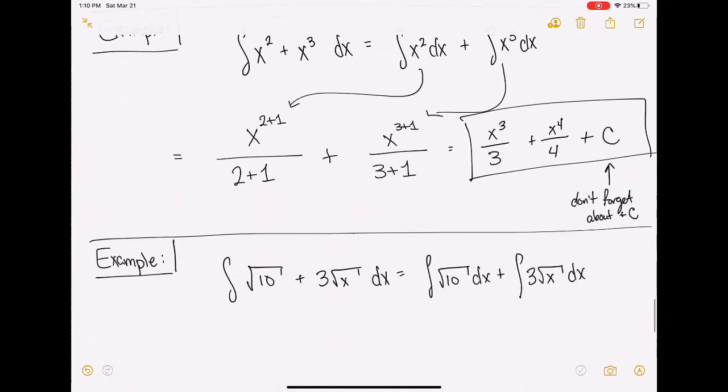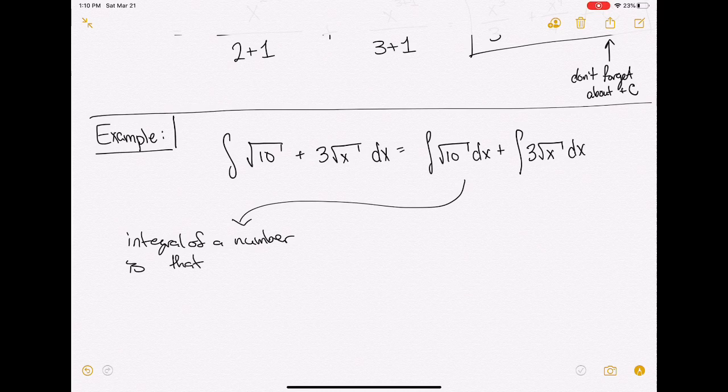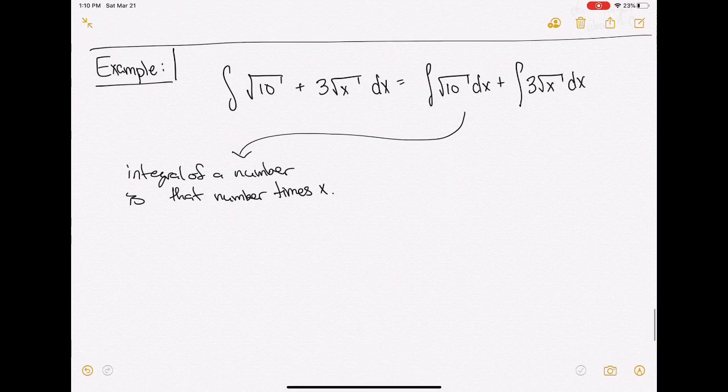So let's go back here. The integral of a number, in this case the square root of 10, the integral of a number is that number times x. So that's what we're going to do here. Square root of 10 is just a number, so the integral of a number is that number times x, and there's a plus c, but I'm just going to add it at the end. We have to handle this other piece.